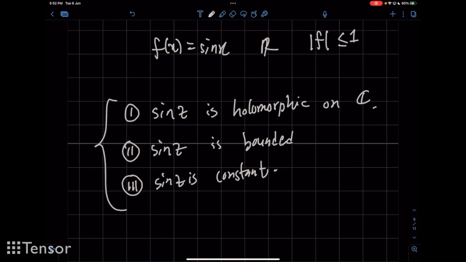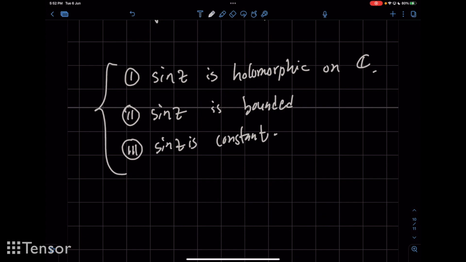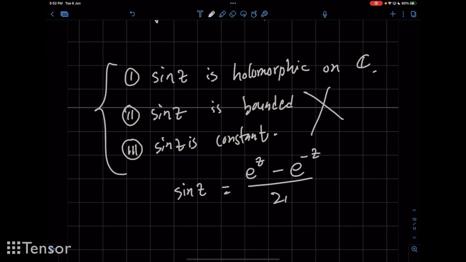I think the sine of z is not... Exactly. So sin is not bounded, because in the complex direction it is exponential. We define sin as e to the power iz minus e to the power minus iz over 2i, something like this. Is it divided by 2i? Yeah. Cos is divided by 2, but sin is divided by 2i, right? And here we have two exponentials. So these two exponentials make sin an unbounded function.